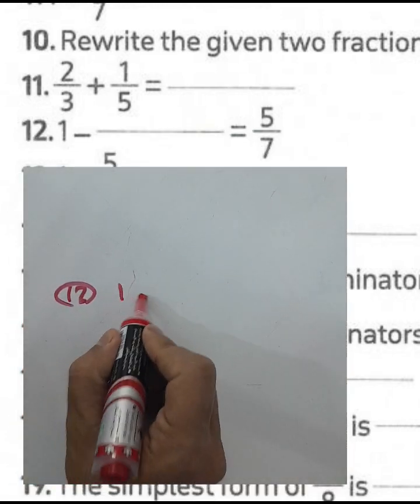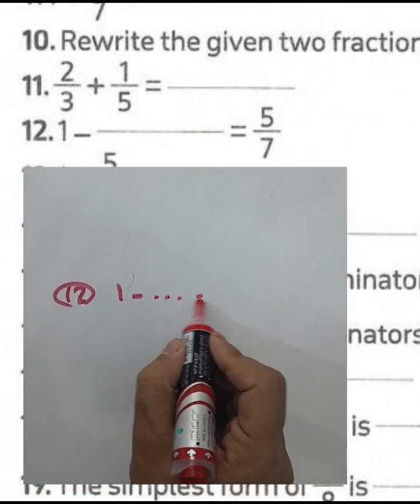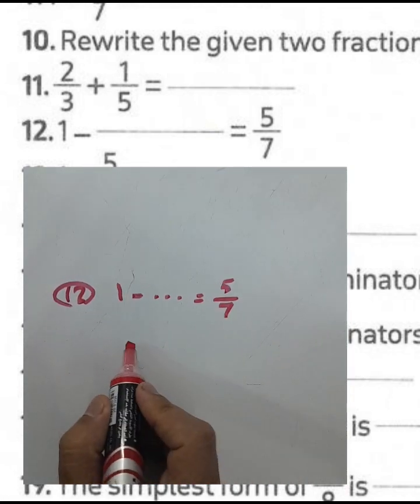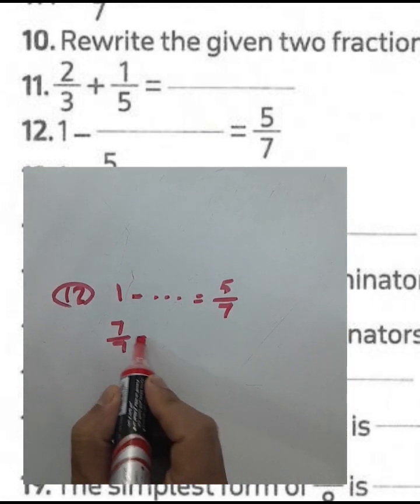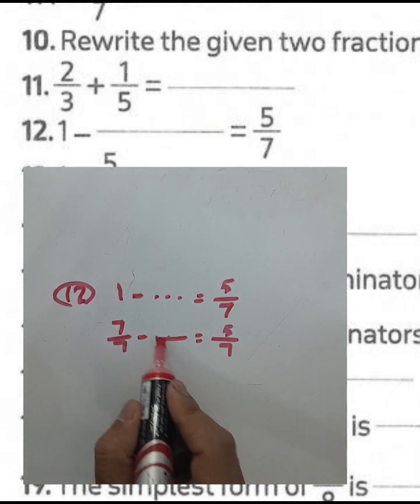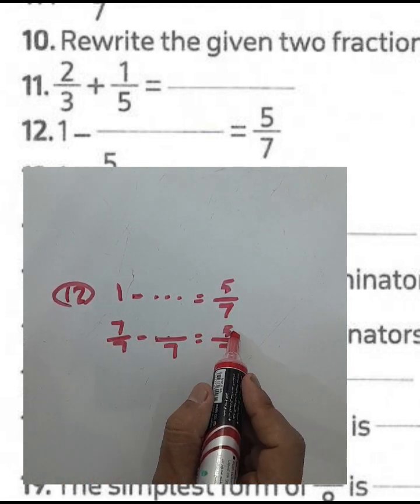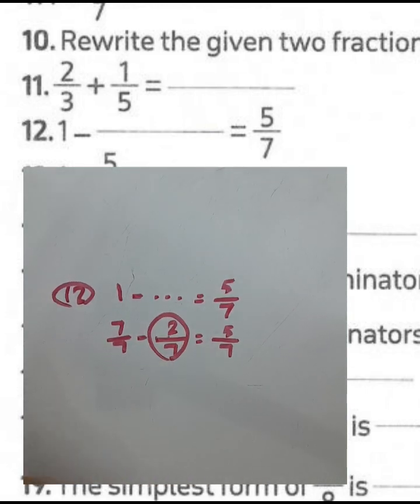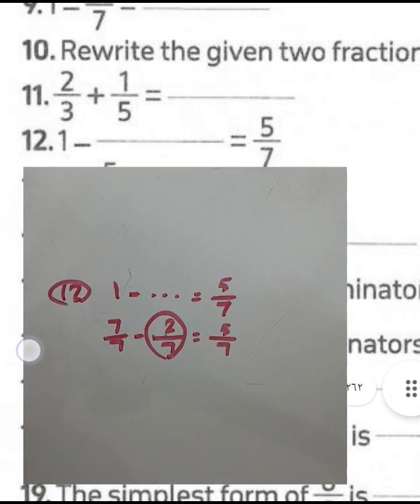Number 12. 1 subtracted by space equals 5 over 7. We know 1 equals 7 over 7, subtracted by what equals 5 over 7. We can write 7 in the numerator and 7 minus 5 equals 2. Write 2 over 7 in the space here.